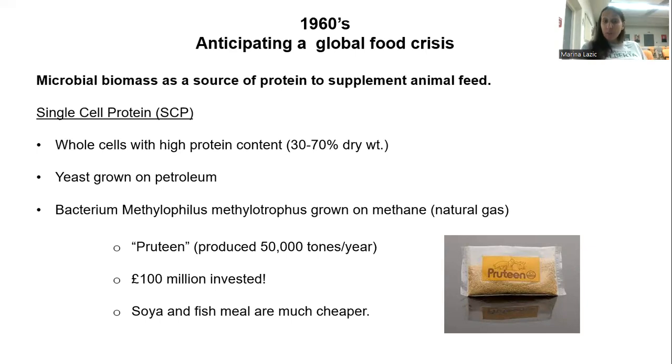Then the bacterium Methylophilus methylotrophus can grow on methane and make this protein. So it's a single cell protein made from methane. If we talk about methane oxidizing organisms, this will be one example of value-added products that can be made from methane, and we will have a lecture about C1 metabolism. Basically this was like a $100 million investment, but because soy and fish meal were cheaper, this didn't really develop well. So again, you always have to think about what your market requires.